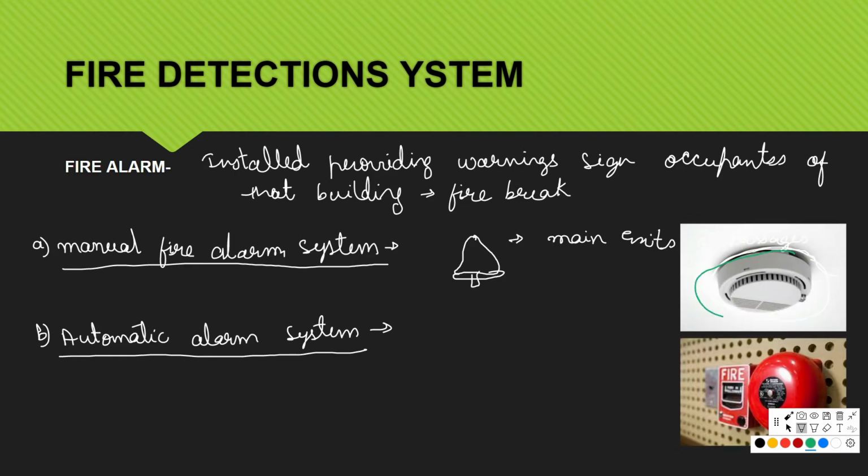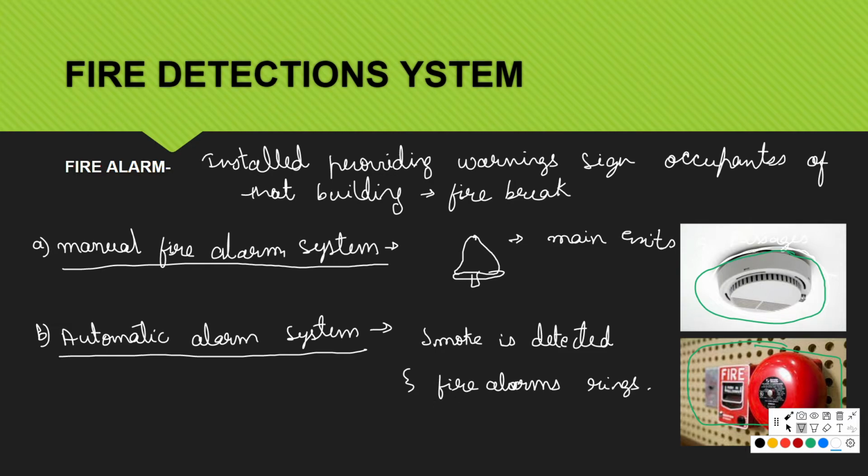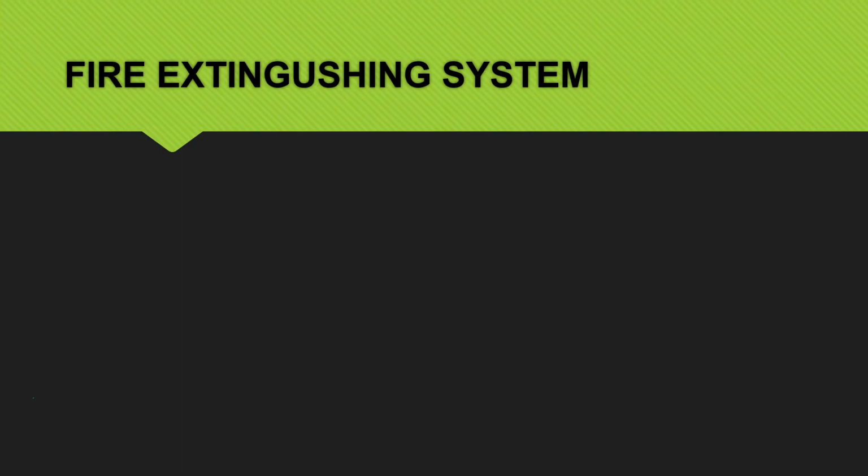So usually they are in this type. They are installed on the ceilings. They detect the smoke. In case there is any kind of smoke or fire, it detects it and the alarm rings. And this kind of alarm is called an automatic alarm. Firstly, the smoke is detected, and the fire alarm rings. So these are fire detection systems used in buildings. So now let's move on to the next topic, that is fire extinguishing system.